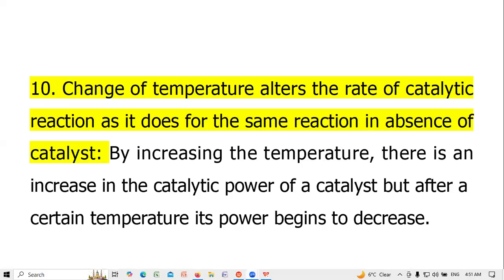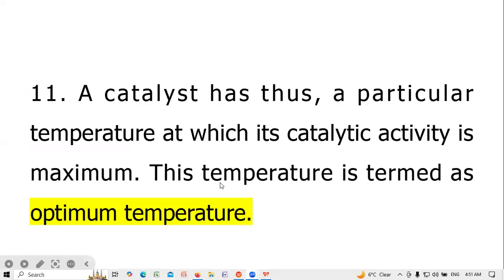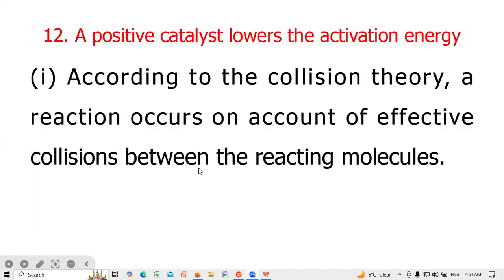Change of temperature alters the rate of a catalytic reaction, as it does for the same reaction in the absence of a catalyst. By increasing the temperature, there is an increase in the catalytic power of a catalyst, but after a certain temperature, its power begins to decrease. A catalyst thus has a particular temperature at which its catalytic activity is maximum. This temperature is termed the optimum temperature.